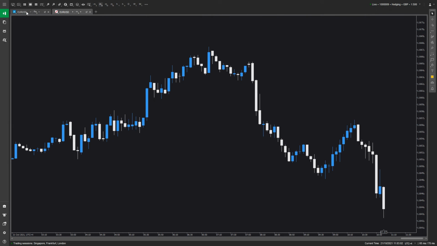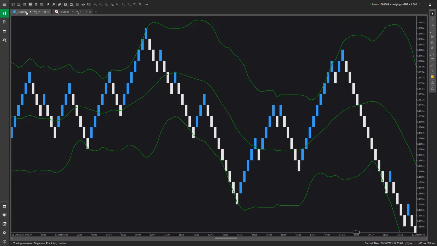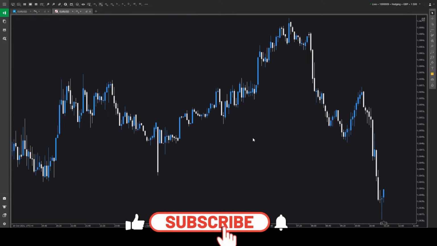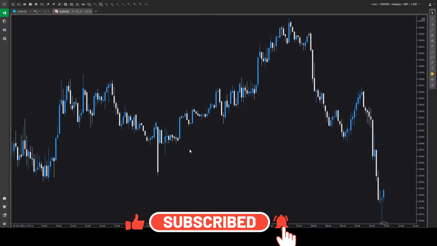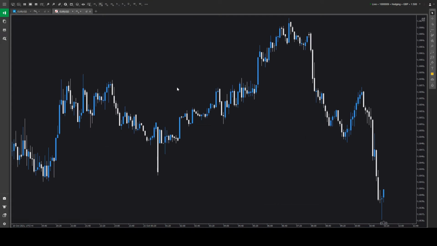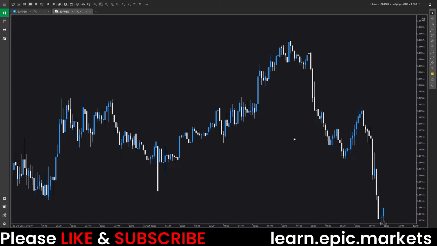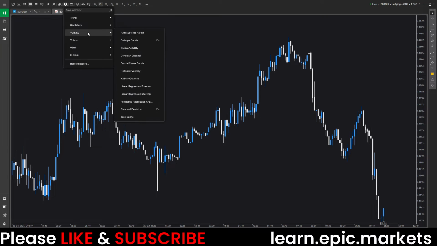Today, you're going to learn how to take your charts from looking like this to looking like this. So the first thing that we're going to need to do is add the Bollinger Bands onto this chart to get it looking somewhat like this one. And the way that you do that inside of the Epic Markets trading platform is to go to the F at the very top, on the top toolbar, down to volatility, and you will see Bollinger Bands.